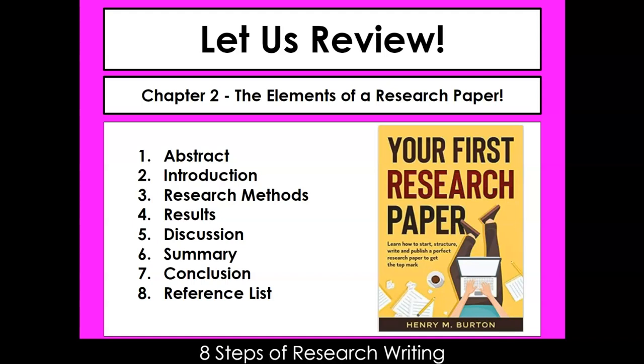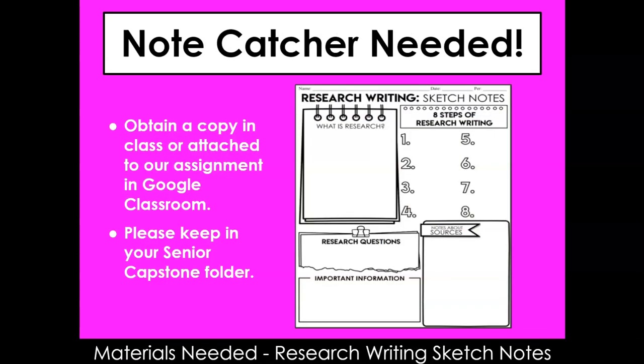The reason why I wanted to highlight these 8 elements of a research paper is because we are also going to have 8 steps in our research writing process, okay? There's benefits to both of them having 8 steps. It's easy to remember 8 steps, but I don't want you to get confused between the 8 elements of our research paper and the 8 steps in our research writing, okay? Because those are 2 different things, all right?